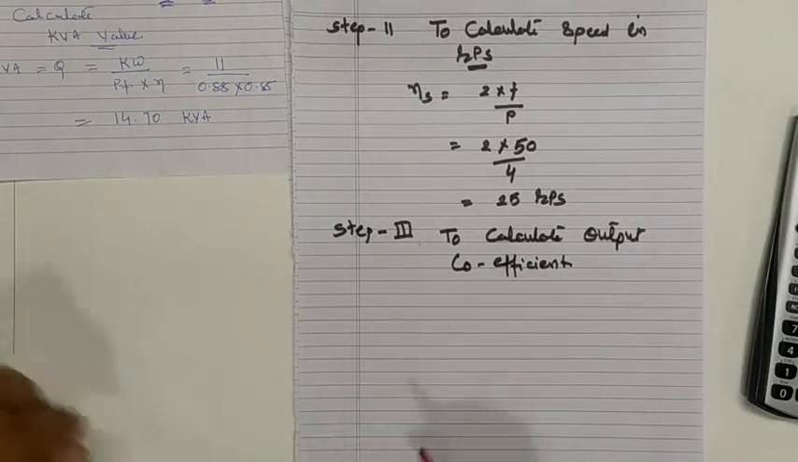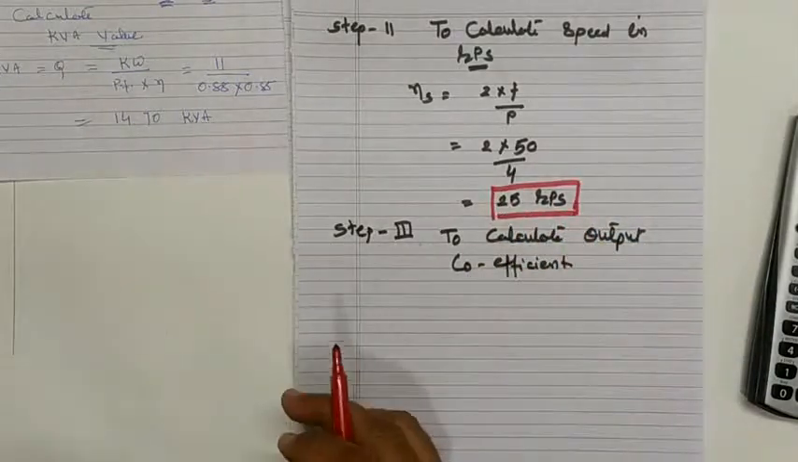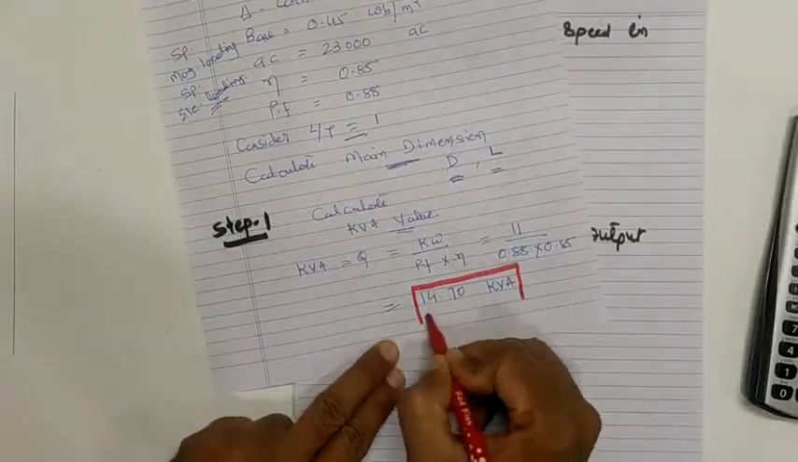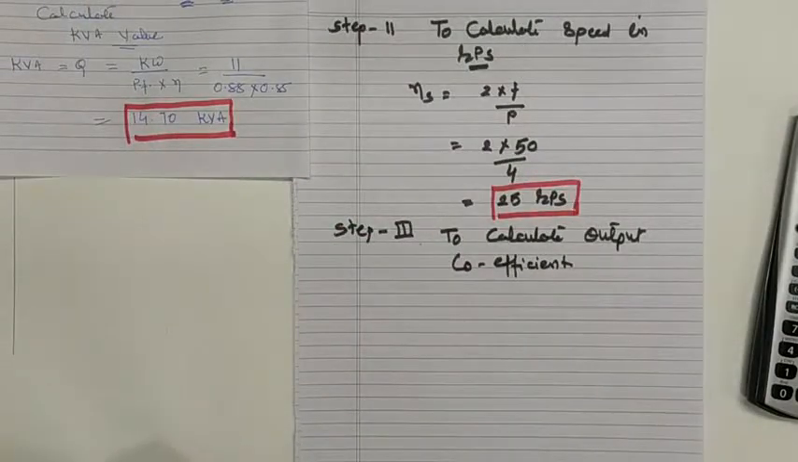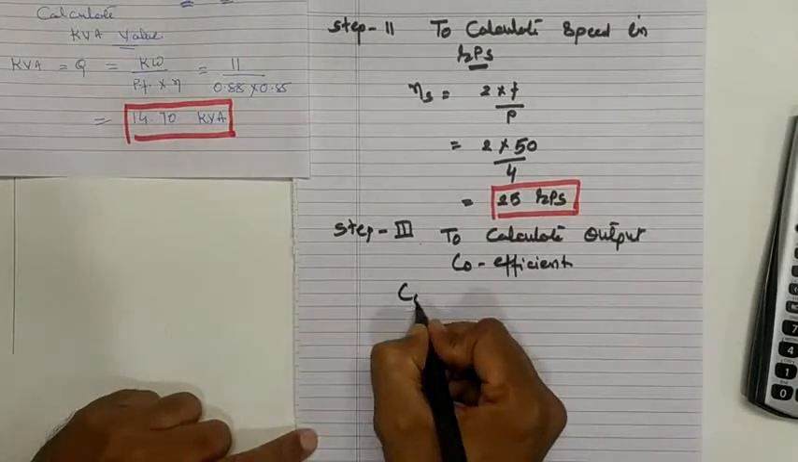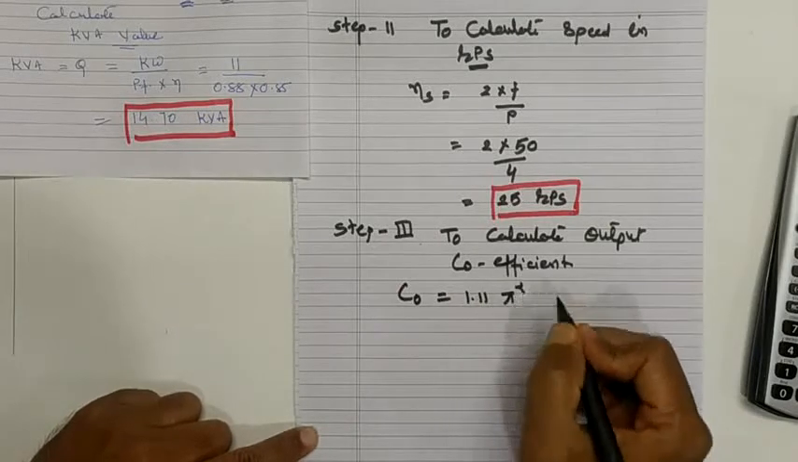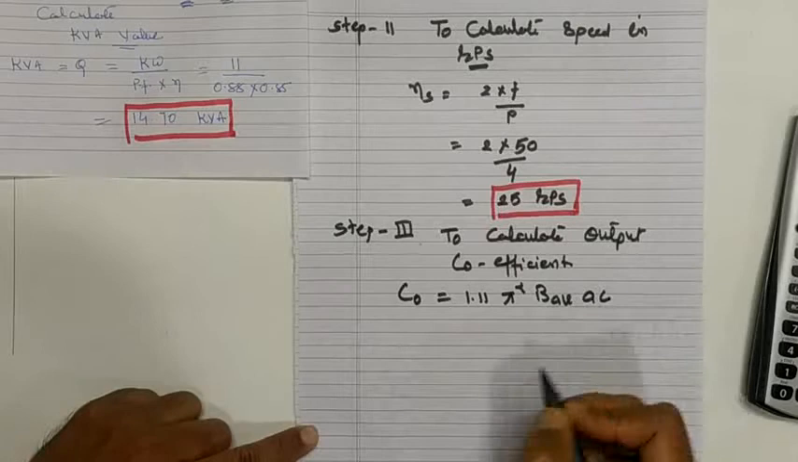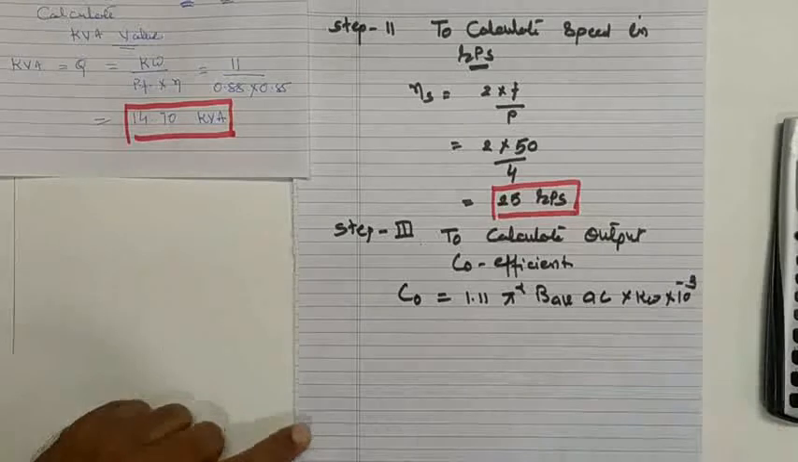So we have two quantities available: one is our RPS, and before that we have calculated our kVA rating, right? So now step 3. In step 3 we have to calculate our output coefficient. So CO, we know the equation, that is 1.11 pi square B_av, that is specific magnetic loading, A_c multiplied by k_w multiplied by 10 raised to minus 3.